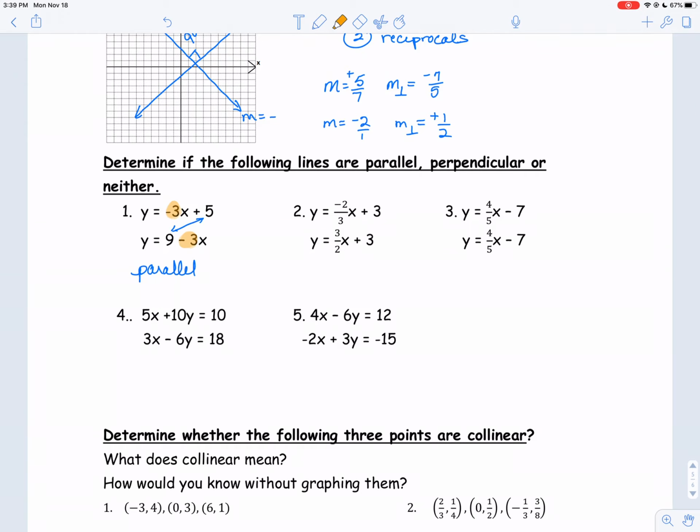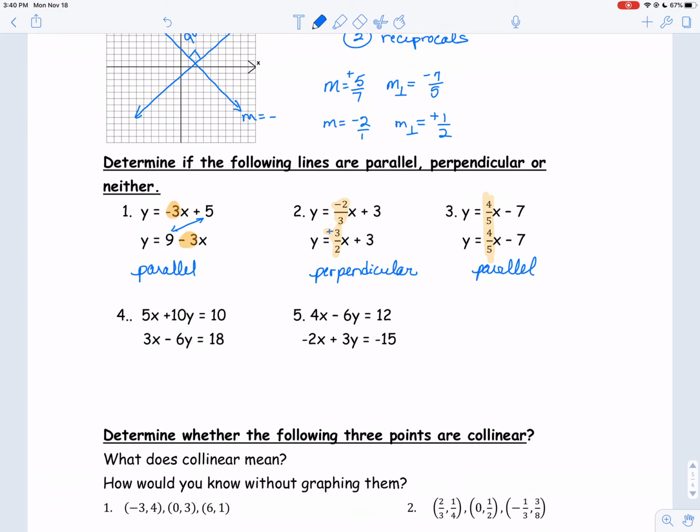This one is -2/3. So for it to be a perpendicular line, first it's got to be positive, and then you've got to flip it. So 3/2. So that is the case. It's flipped and it has opposite sign. So that is perpendicular. Those two, if we graphed them, would cross at a 90-degree angle. So what would these be? See, those are the same. So those are going to be parallel.